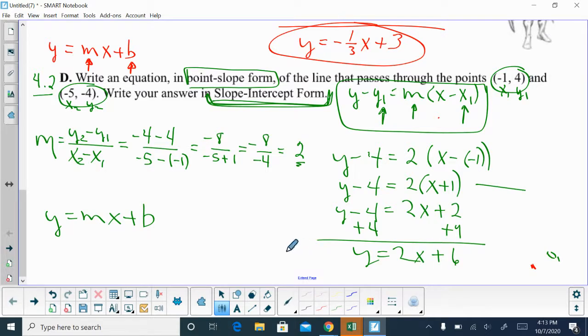And that is the equation of the line for my given situation with those 2 points, which gave me a slope of 2 and a y-intercept of 6. And there you have it, example D.